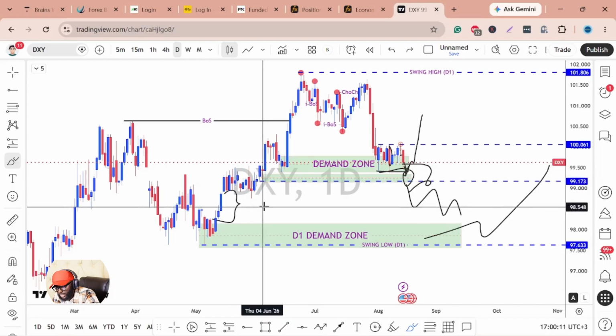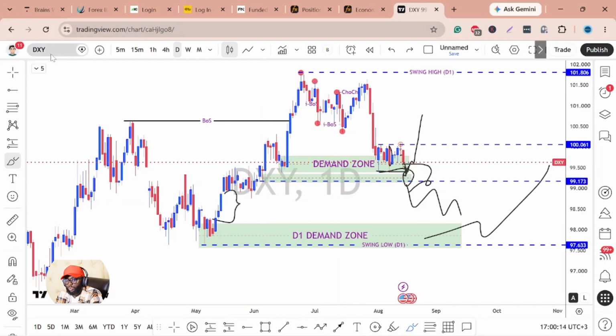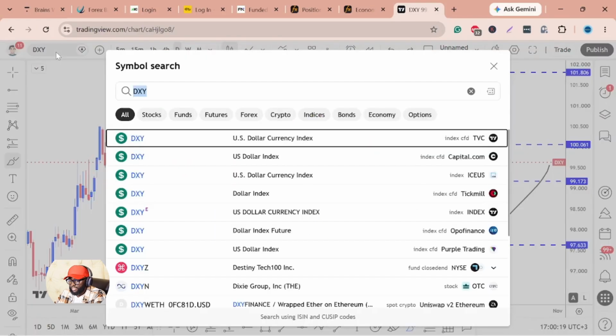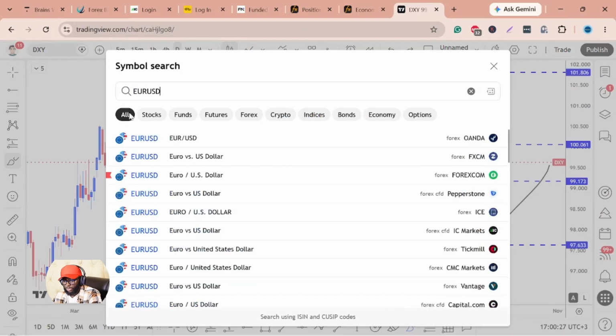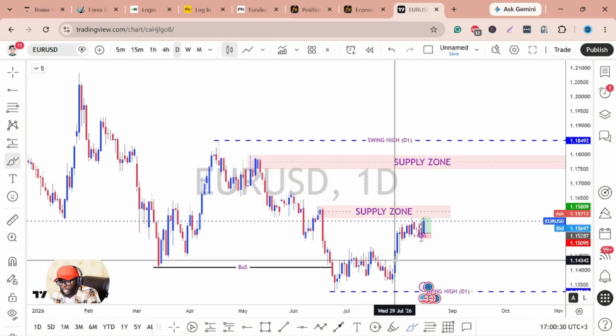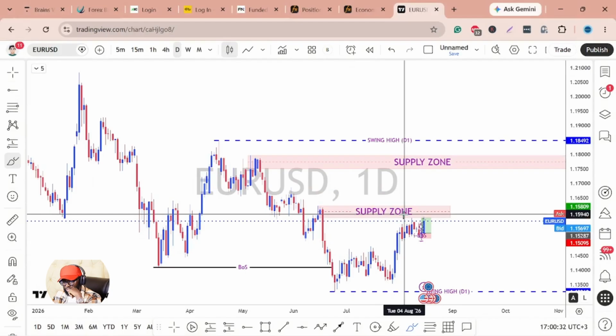Of course, as I usually say, we will always react to what price is doing. That is why I took a couple of minutes to analyze DXY deeply, so that you can understand all the possibility scenarios that might be happening on the DXY right now. Now let's look at the dollar, the Euro USD, sorry.